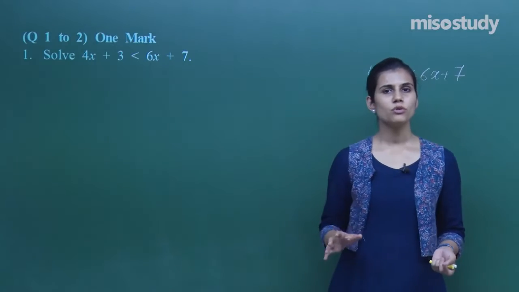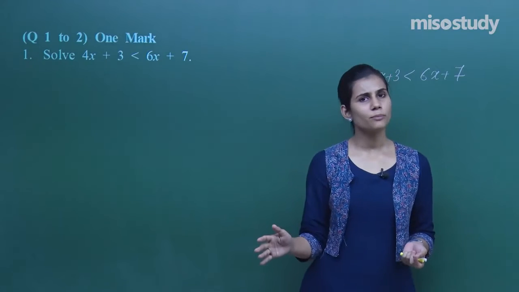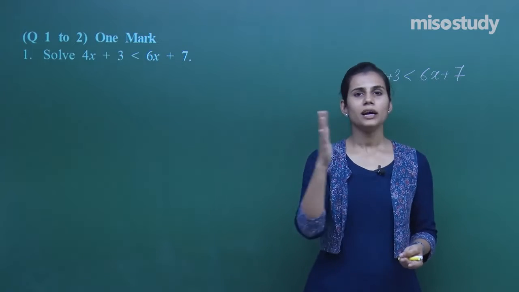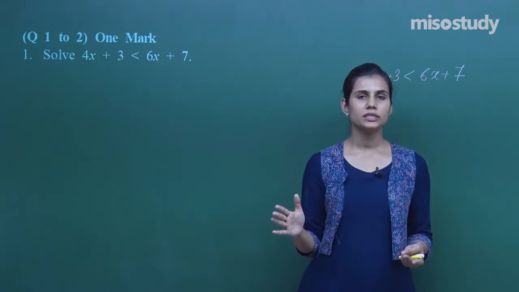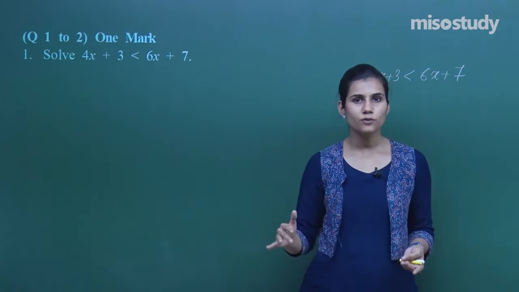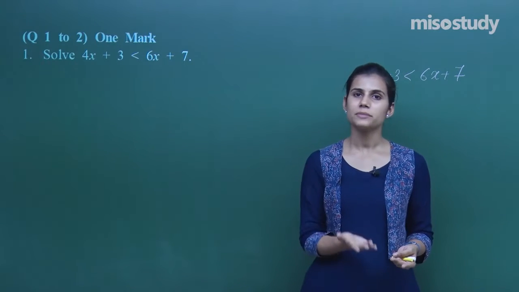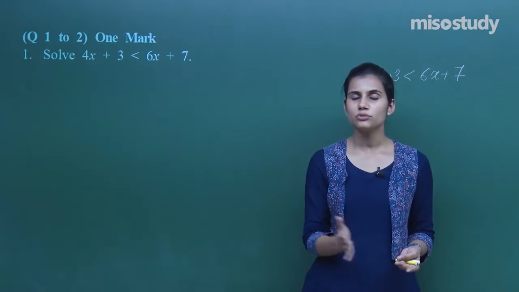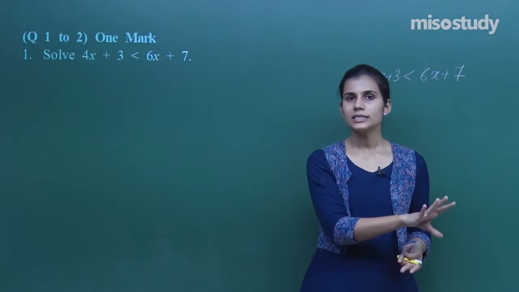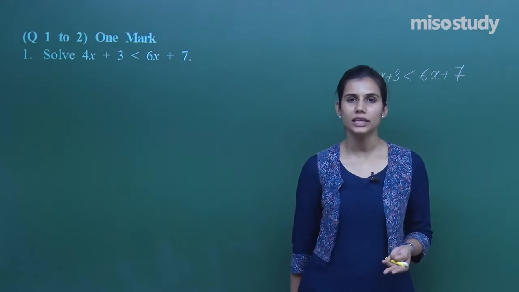The first rule: you can add anything to both sides of the inequation, you can subtract anything from both sides, and the sign of the inequation does not alter. Second rule: you can multiply or divide by any positive quantity on both sides, and the sign does not change. But if you multiply or divide by a negative quantity, the sign of the inequality reverses itself. Less than becomes greater than, less than or equal to becomes greater than or equal to. And the third rule: you can take one term from one side of the inequality to the other side by changing its sign, without changing the sign of the inequality.